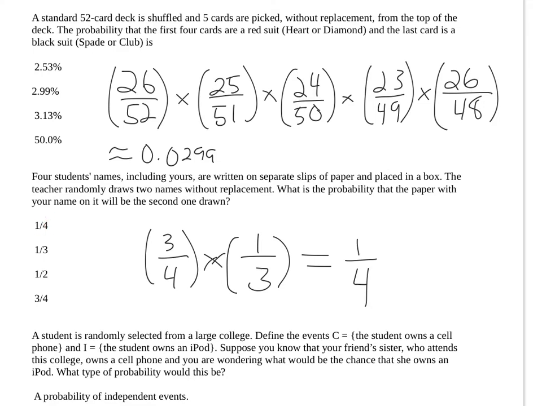Don't get caught up in what the probability is on the second one. It's what's the probability that your name is on the second paper drawn. Some people get confused and they think, oh, you mean once you've drawn the first one, what's the probability that it's on the second one? No, that's not what I'm saying. I'm not saying once you've drawn the first one. I'm saying, not knowing anything, and the teacher is randomly selecting names, what's the chance that yours is the second one drawn? 1 in 4. Okay?